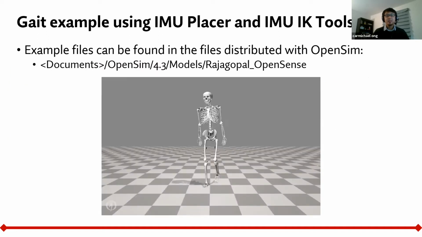So we'll get into the example now. The files used here all come packaged with the standard download package of OpenSim and can be found in the models folder under the Rajagopal OpenSense subfolder. In this example, we'll use data from a gait experiment to estimate joint angles during walking, and we'll get results similar to the ones seen here in this video.